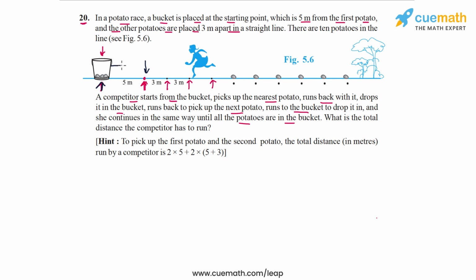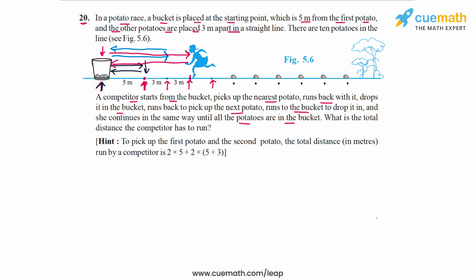So the distance she would have traveled would be 5 meters this way and then back 5 meters to put the potato back into the bucket. Then she would have gone again to the second potato, which is 5 plus 3 or 8 meters, and then she would have come back 8 meters to put the second potato into the bucket. Then she would have again gone up to the third potato, which was here, and then come back, and in this case she would have traveled 5 plus 3 plus 3 meters or 11 meters one way and then 11 meters back, and so on.